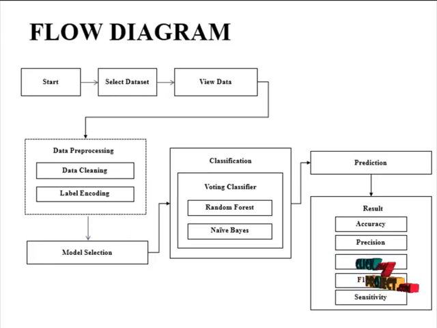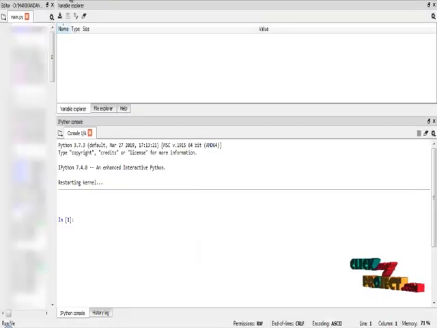In the classification technique, we are using two machine learning classifiers ensembled with the voting classifier. And finally, it will predict the results and generate results based on accuracy, precision, recall, F1 score, and specificity. I am going to run my project in Anaconda Navigator Spyder IDE.